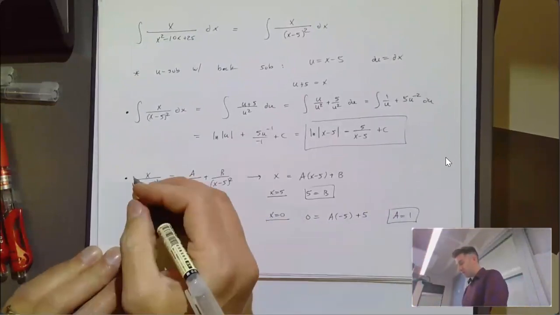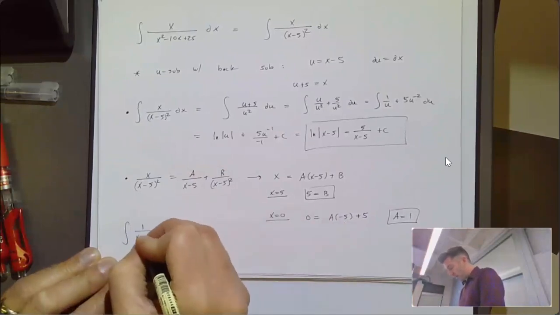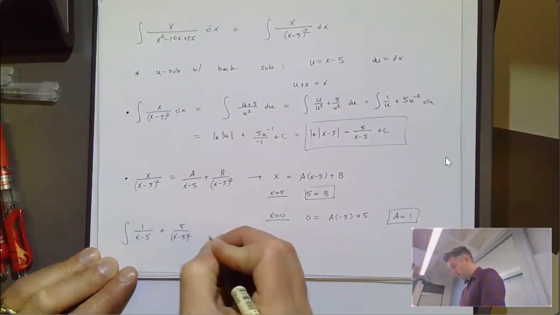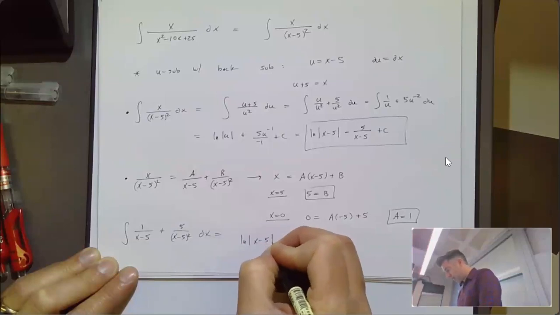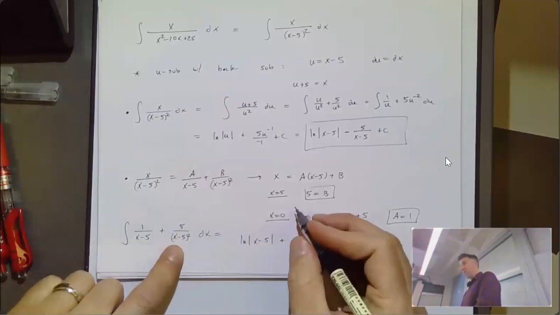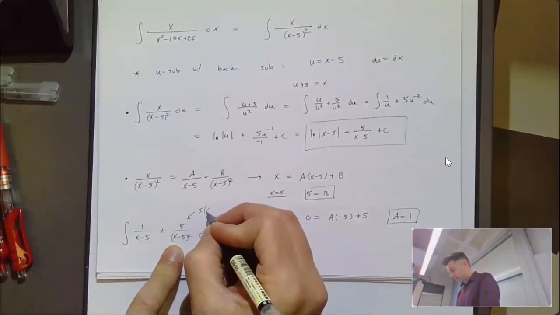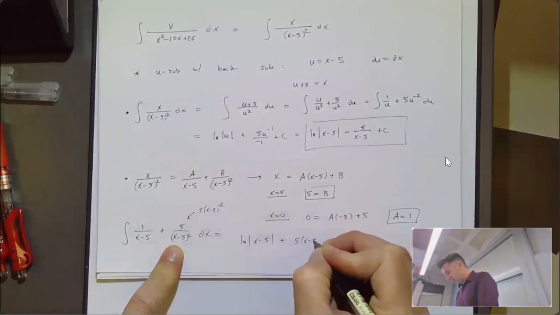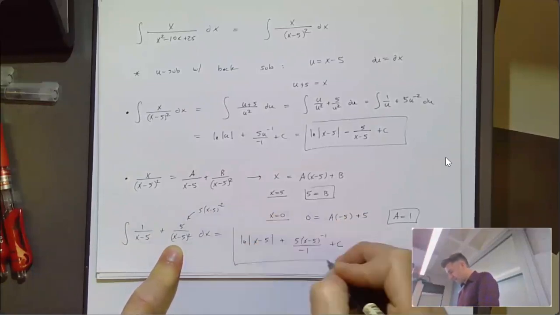So then I can rewrite this integral as the integral of 1 over x minus 5 plus 5 over (x minus 5) squared. That's going to end up being the natural log of the absolute value of x minus 5 plus the integral of 5 over (x minus 5) squared, which is 5 times (x minus 5) to the minus 2. That's going to be 5 times (x minus 5) to the minus 1 over minus 1, which is exactly the same thing we got up here.